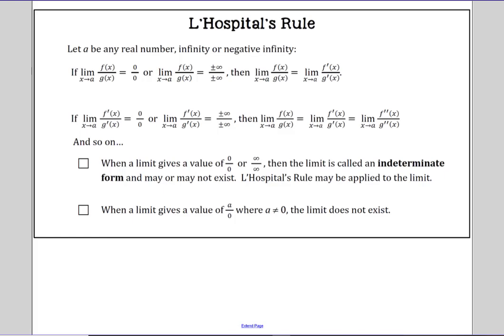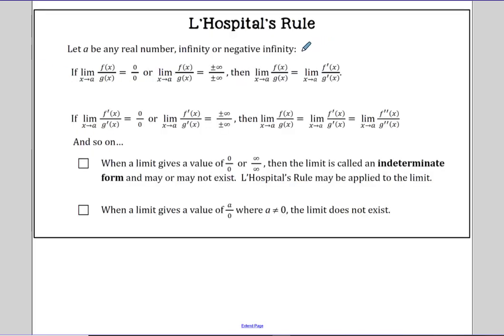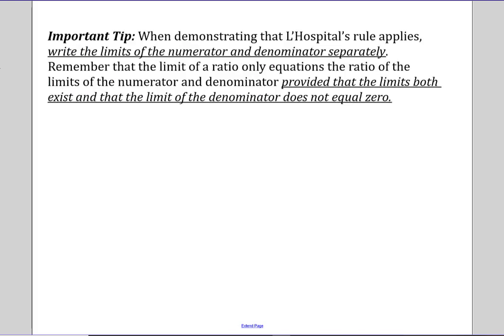And here are those rules and methods again, and here's our restating of L'Hopital's rule. Now remember, for our AB and BC exam, we need to show the limit of the numerator and the limit of the denominator separately. I'm restating that here. This is for our AP exam: write the limits of the numerator and the denominator separately.